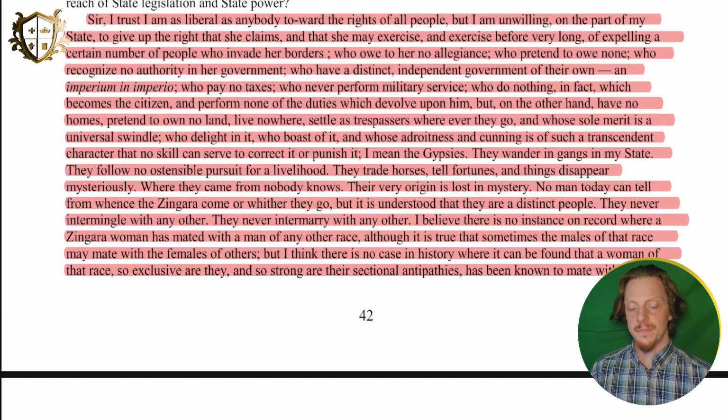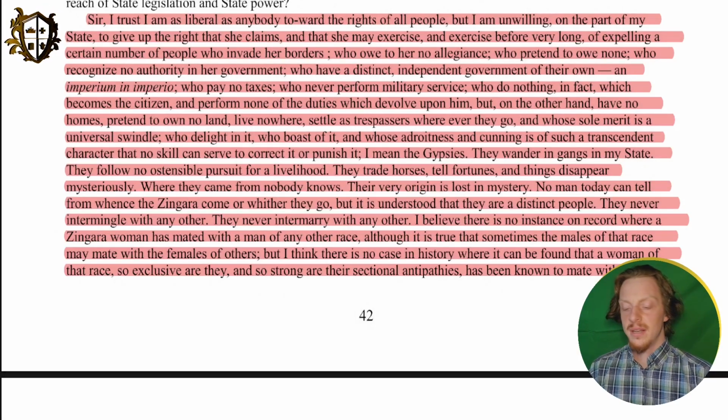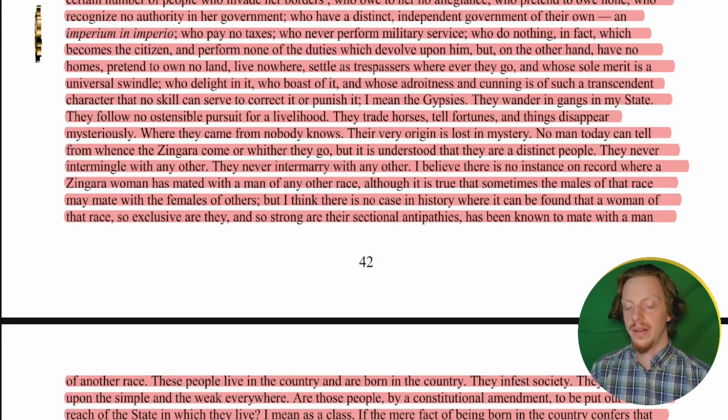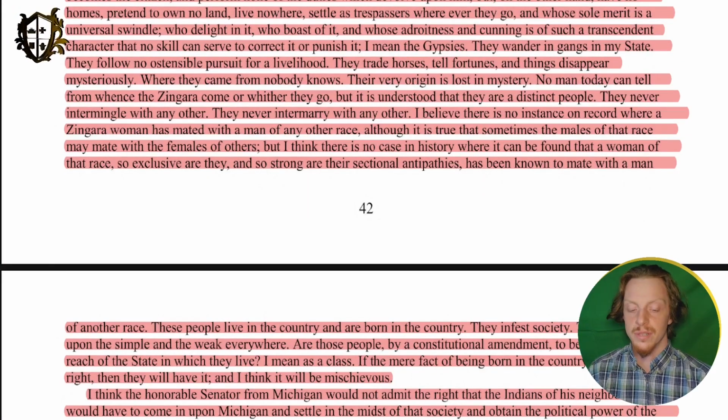I mean the gypsies. They wander in gangs in my state. They follow no ostensible pursuit for a livelihood. They trade horses, tell fortunes, and things disappear mysteriously. Where they came from, nobody knows. Their very origin is lost in mystery. No man today can tell from whence the Zingara come or whither they go, but it is understood that they are a distinct people. They never intermingle with any other. They never intermarry with any other. I believe there is no instance on record where a Zingara woman was mated with a man of any other race, although it is true that sometimes the males of that race may mate with the females of others.